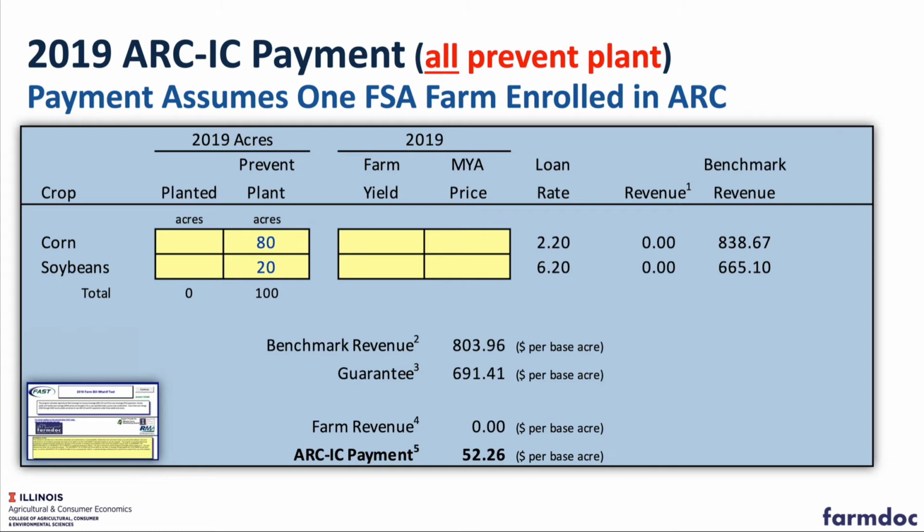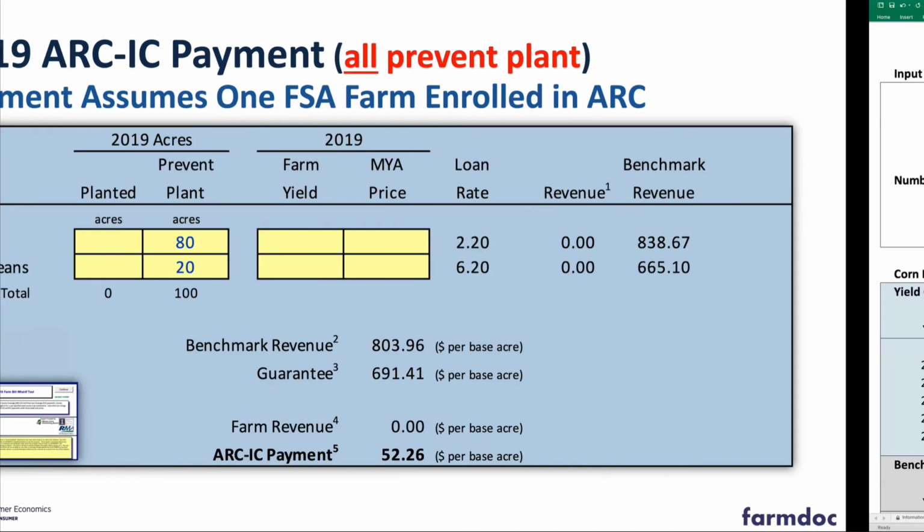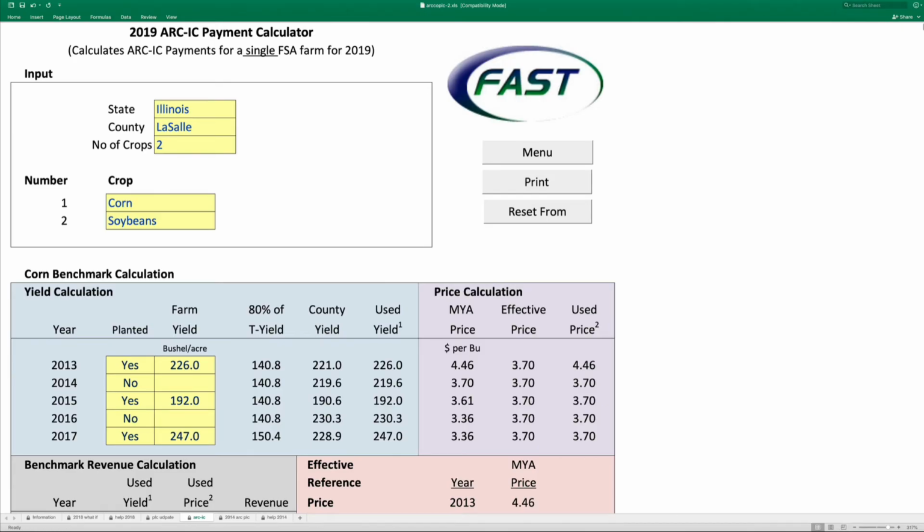Since we got the question, we're going to show you a case. This is the ARC-IC calculator if you didn't plant every year. This is the case: LaSalle County Farm, you had a 2013 planting, you had a rotation. 2015 you planted, 2017 you planted. So this is our corn benchmark. 2014 and 2016 you did not plant, so you don't have a yield. If you say no here, this county yield is the yield used in calculating your benchmark revenue.